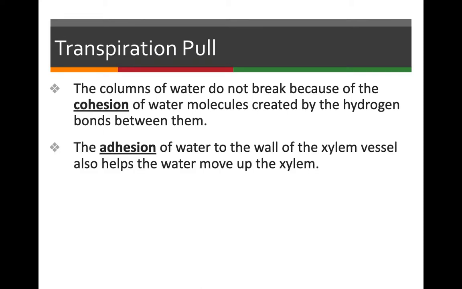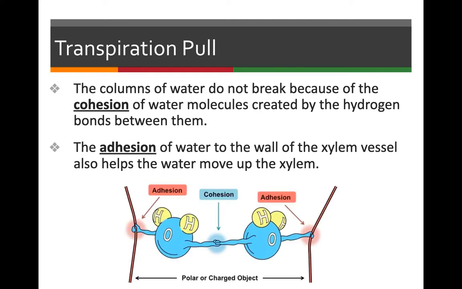And the other thing the water does is it adheres to the wall of the xylem vessel. So the wall of the vessel is also polar so that the water can stick to it. And that's called adhesion. So this little image is just showing that cohesion is the water molecules stuck together, kind of holding hands. And then adhesion is when the water molecules are holding on to the wall or whatever other charged object.